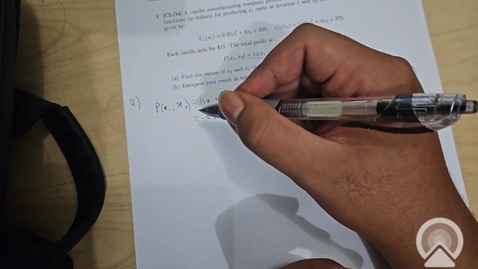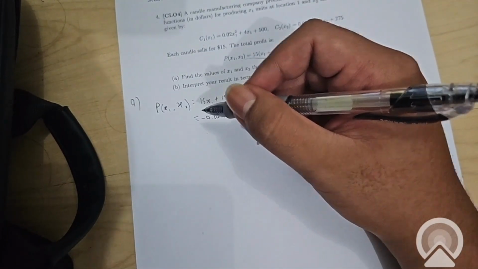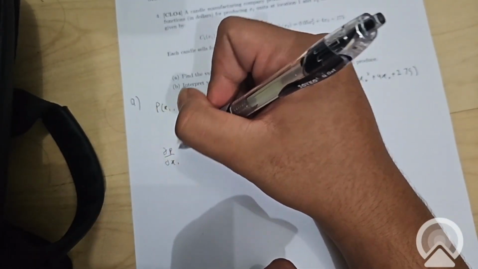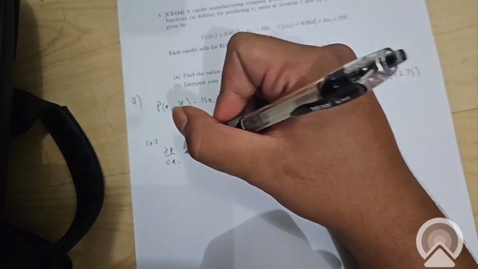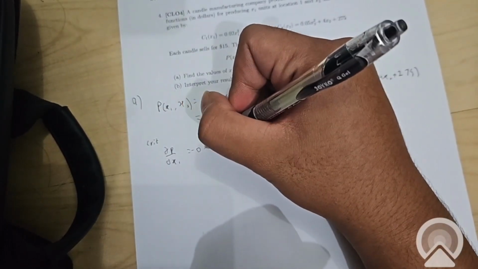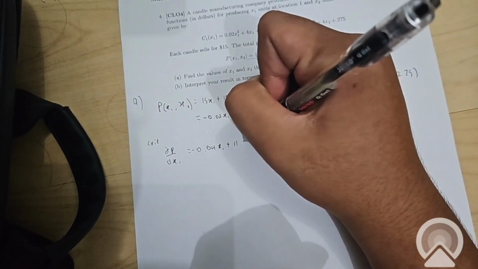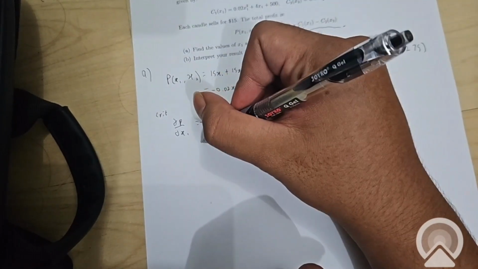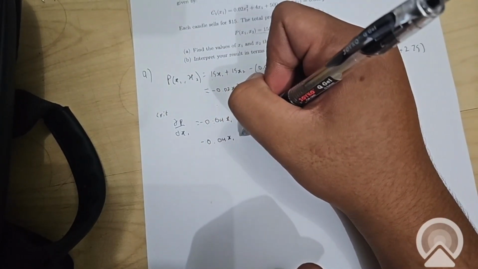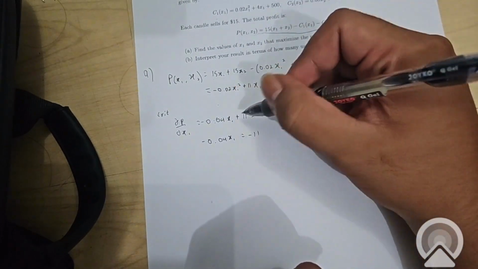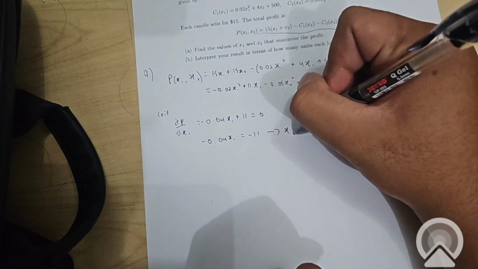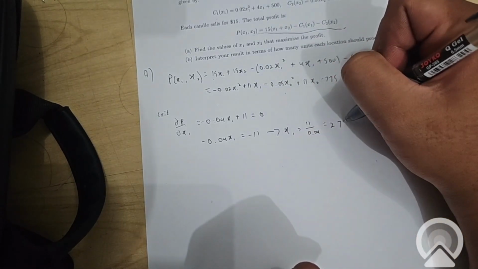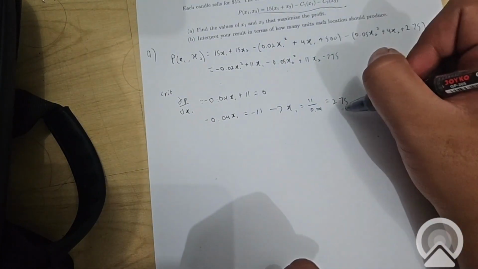We will find a critical point by taking a partial derivative. So dP over dx1 for the critical point is equal to 0: minus 0.04x1 plus 11 is equal to 0. And then minus 0.04x1 is equal to minus 11. So x1 is 11 over 0.04, so it is equal to 275. Here is the critical point.